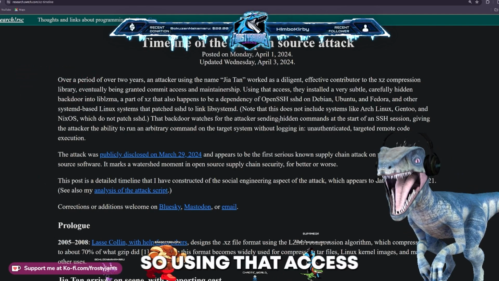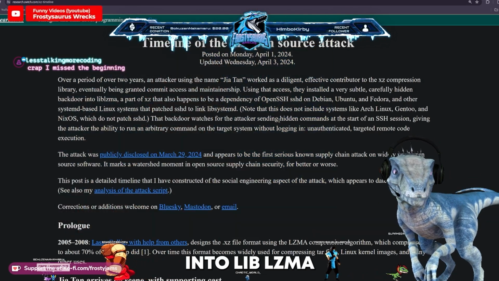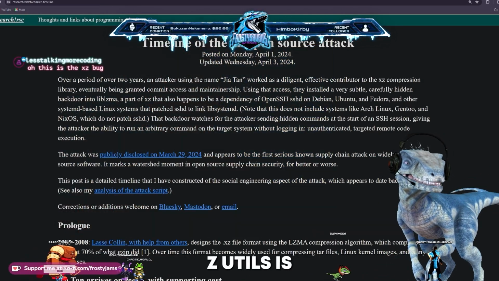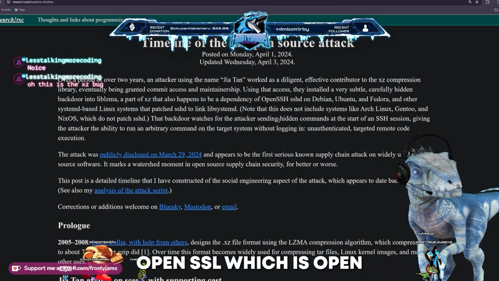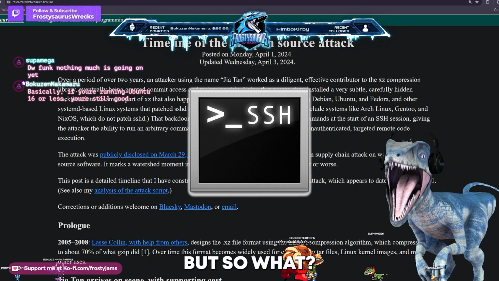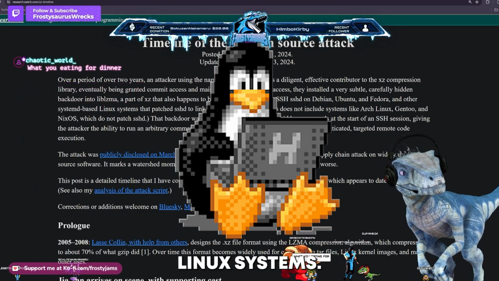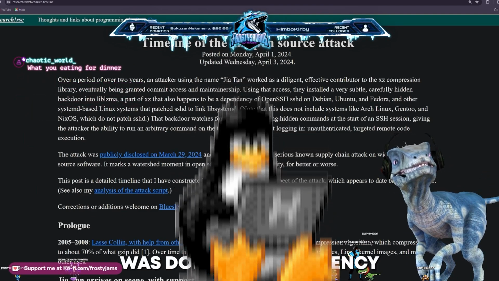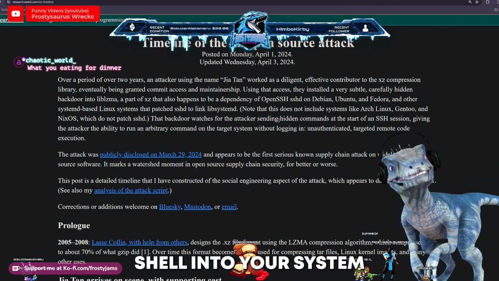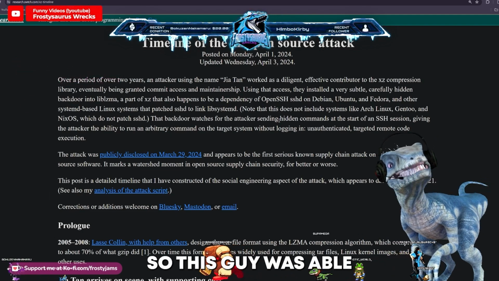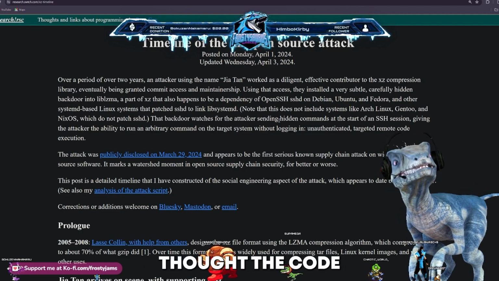Maybe, man. Maybe. So using that access, they installed a very subtle, carefully hidden backdoor into liblzma. Just so you guys know, this XZ Utils is part of a library used by OpenSSH. OpenSSH is Open Secure Shell. This is a secure shell where you can tunnel into other Linux systems, okay? So the fact that this attack was done in a dependency that operates a secure tunnel shell into your system is not a good thing. So this guy was able to hide malicious code where a bunch of the people who wrote the tool thought the code was not malicious.